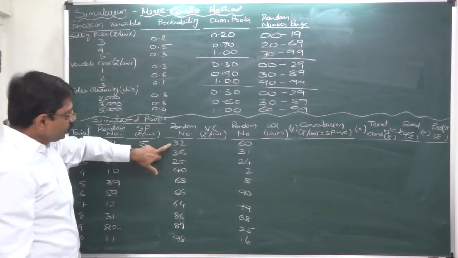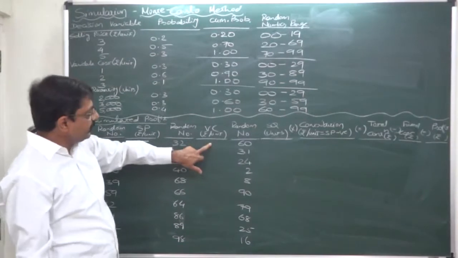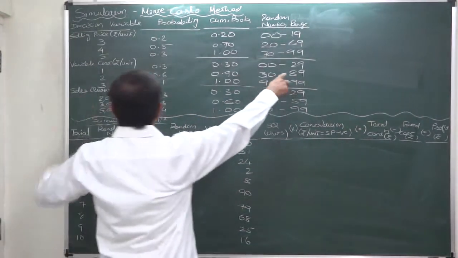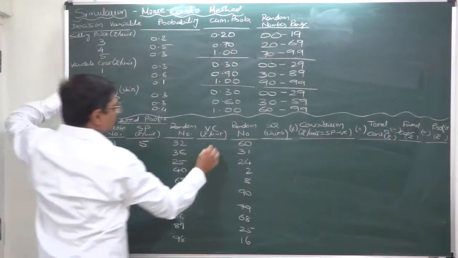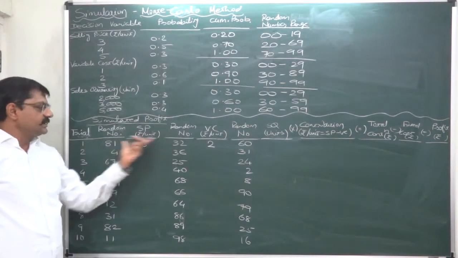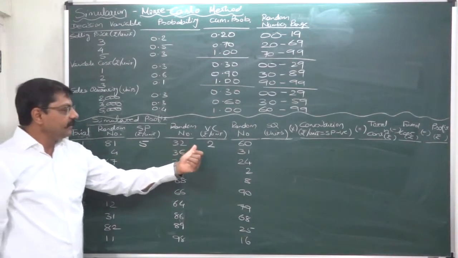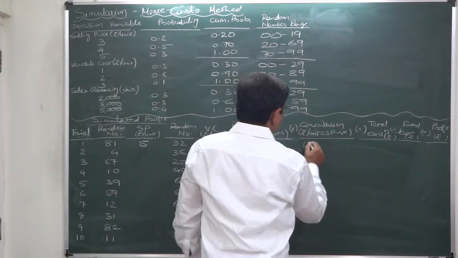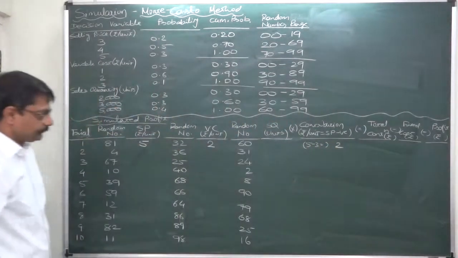Random number 32, that is the second number in the list, stands for the first trial of variable cost. 32, the relevant range is 30-89 and the relevant variable cost comes to 2. So if these two random circumstances occur, the price will be 5 and variable cost will be 2. 5 minus 2, the contribution per unit will be 3.